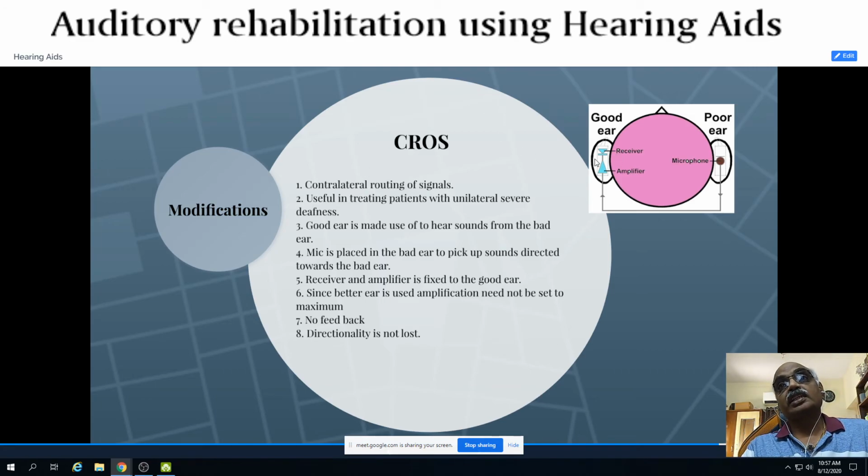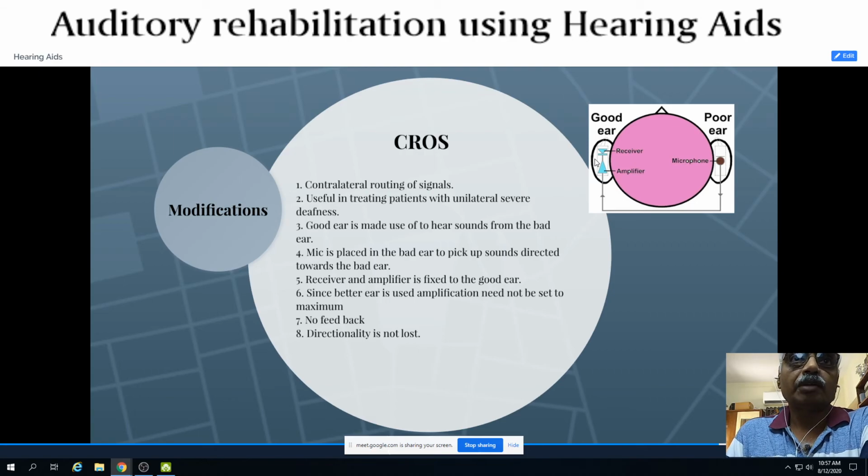This type of hearing aid, the CROS type of hearing aid, is very useful in treating patients with unilateral severe deafness. And mind you, since you are using a good ear or better ear to hear the sound from the bad ear, amplification need not be so high.